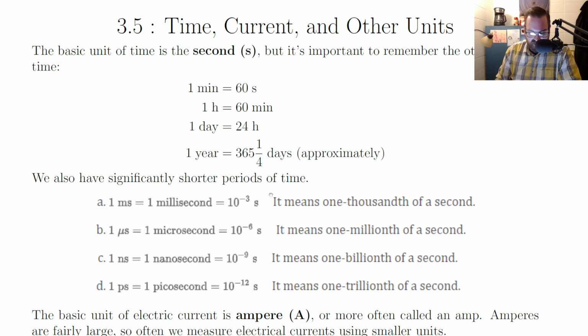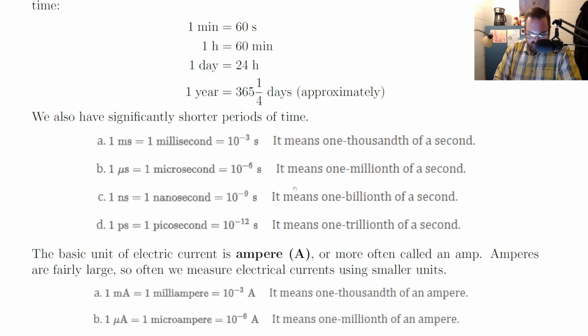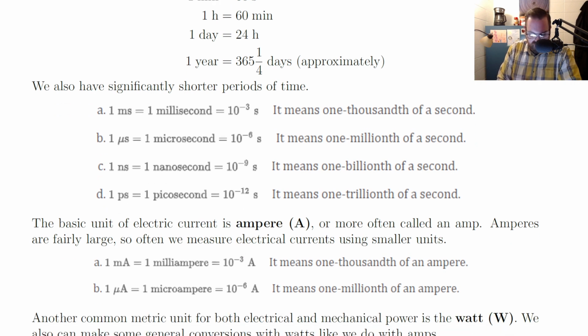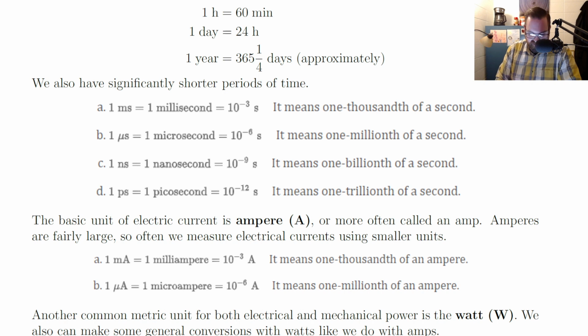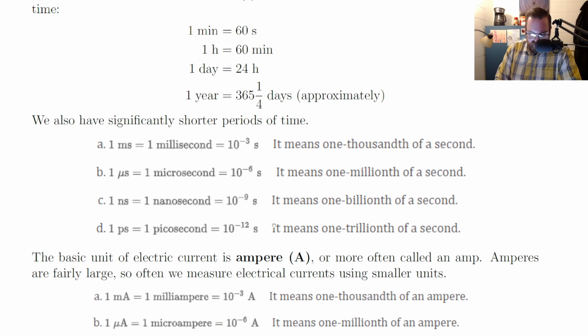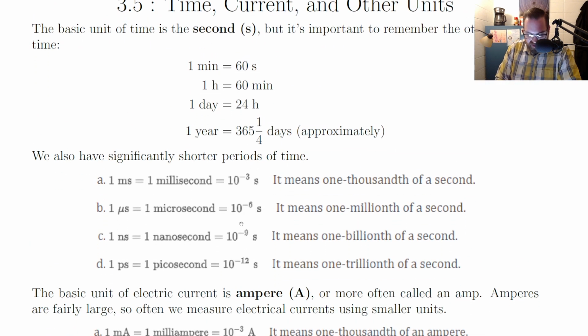So just a thought. There are other, smaller units of time. So we have milliseconds, microseconds, nanoseconds, and the smallest of all, which would be a picosecond. So for time, again, these are kind of the more uncommon units of time that we measure things in.